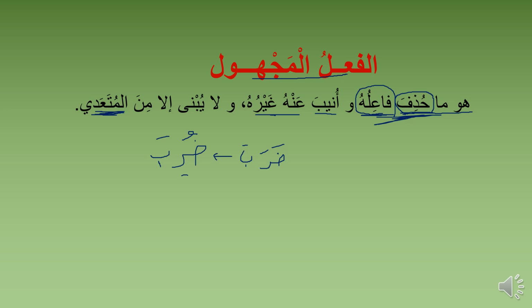But any verb that is not muta'addi cannot be changed. We cannot get majhul from it. We cannot build fi'l majhul from it. Fi'l majhul can only be built from verbs that are transitive, like doraba, like qatala, like qara'a, like akala, like alima, like fahima, and the likes.